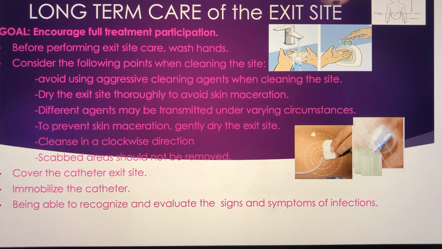For the long-term care of the exit site, the goal is to encourage full treatment participation. Before performing exit site care, the patient should wash hands. Protocols for cleaning the catheter exit site will depend on the facility. A mild non-irritant agent should be used to clean the exit site and surrounding skin. Mupirocin and gentamicin cream may be applied for prophylaxis. Always clean in a clockwise direction. Immobilize the catheter, and be able to recognize and evaluate the signs and symptoms of infection.